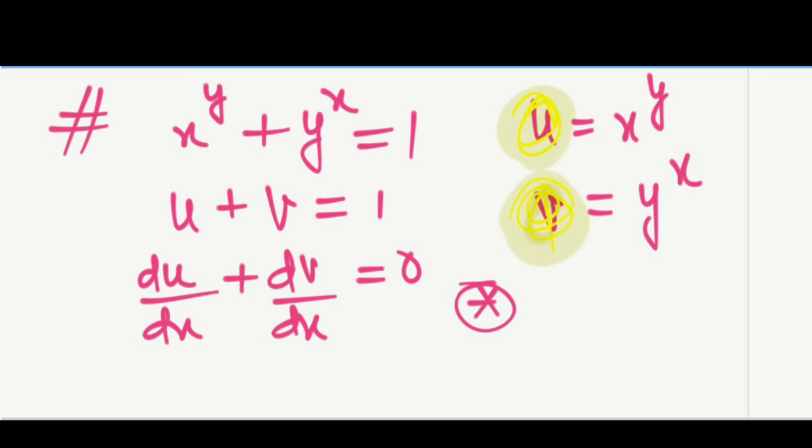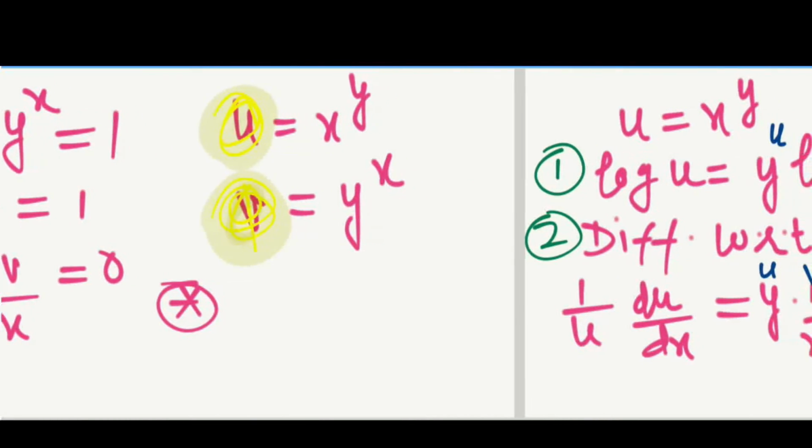Now when you differentiate both sides with respect to x, we get du upon dx plus dv upon dx equals 0, because 1 is a constant and its derivative is always 0. Now friends, we have denoted it as the star equation so that we can come back to this equation to substitute the values of the derivative of u and the derivative of v. That means we need to find the derivative of u and v separately.